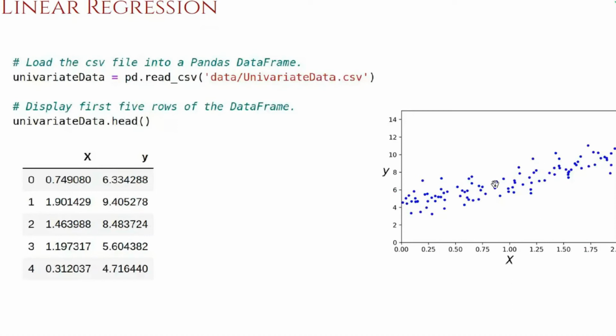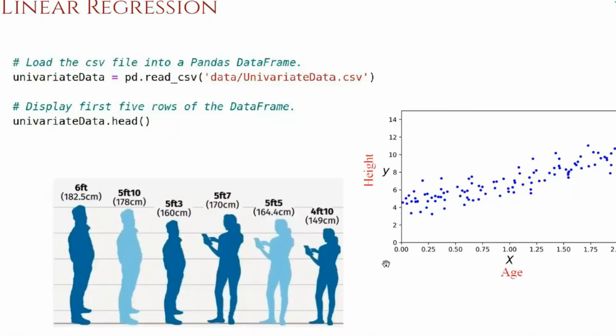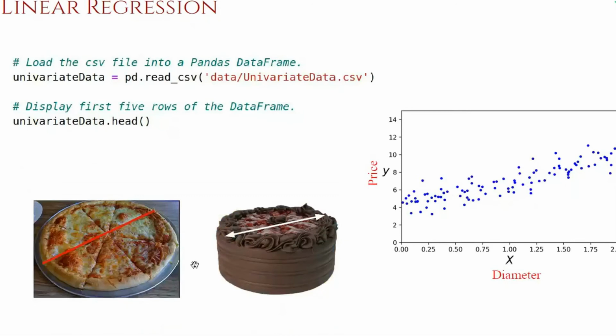This is how all the 100 values look, because inside the CSV file I generated 100 values for x and y. This is how the data looks. I generated it using the equation y equals 4 plus 3x plus some random noise as well. We can think of this as our own problem statement, like taking age and predicting height, or looking at the diameter and predicting the price, and so forth.